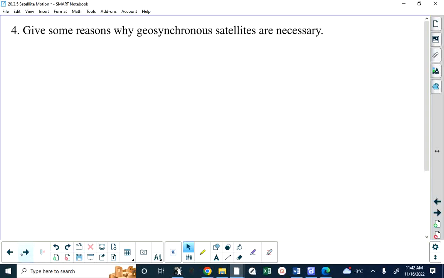Why would you want a geostationary satellite? Sometimes it's called geostationary, sometimes it's called geosynchronous. Well, the basic reason is whether you're talking about communication or global positioning satellites, they need to be above the same location on the surface of the Earth at all times. So I'm not going to write anything down here. You can come up with what you can add, or you don't even need to write it down as long as you understand the need for them.